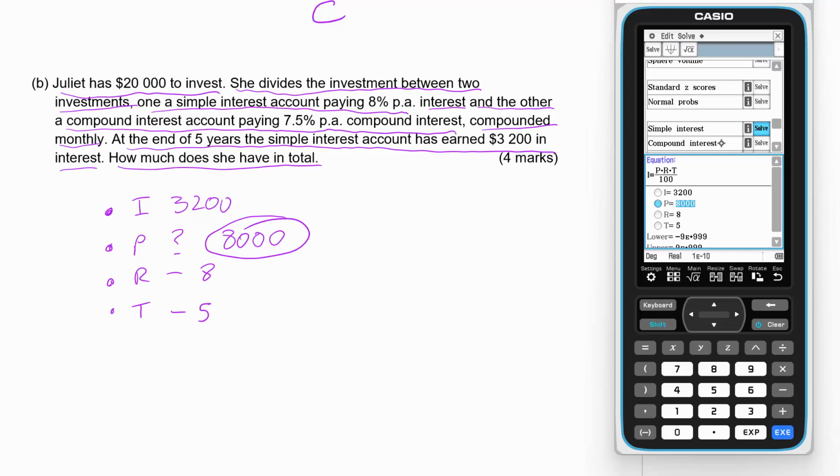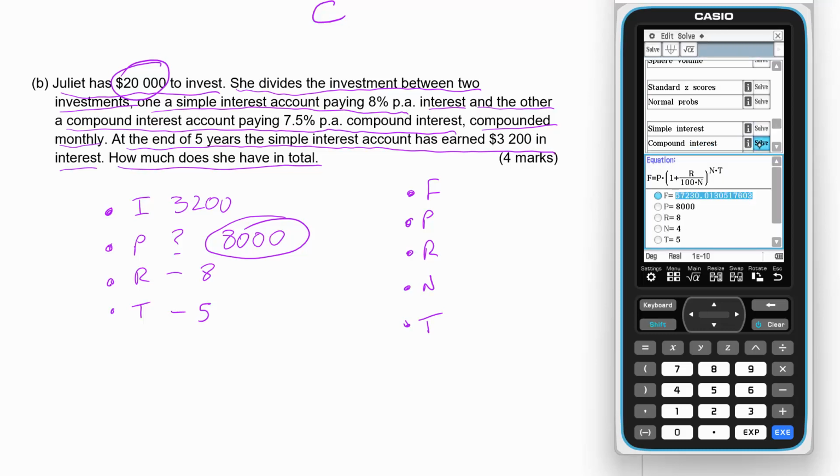And if she put 8,000 in this account out of her 20,000, she must have put 12,000 in the other account. So we've got F, P, R, N, and T in our compound interest over here. So we know 12,000 is what she put in there. The rate was 7.5. Compounded monthly, so that's 12. And it was 5 years, so that's all good.